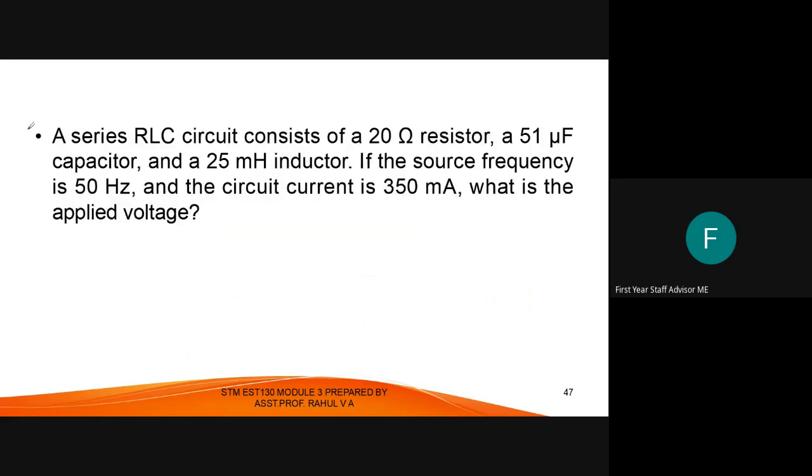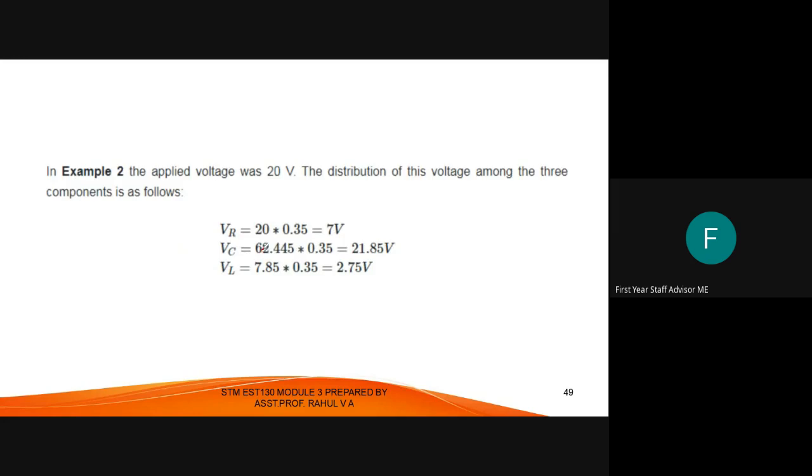Okay, in this problem there is a slight difference. They have given you resistance value, capacitor and inductor values, and frequency also. This time they have given you the current I, and they are asking you to find V. So just as we found Z, find Z in the same way, multiply by I, and you will get V. Almost the same problem.